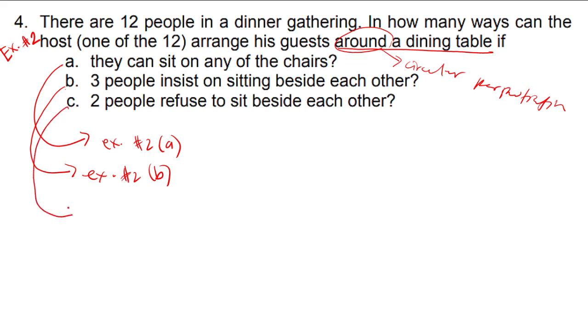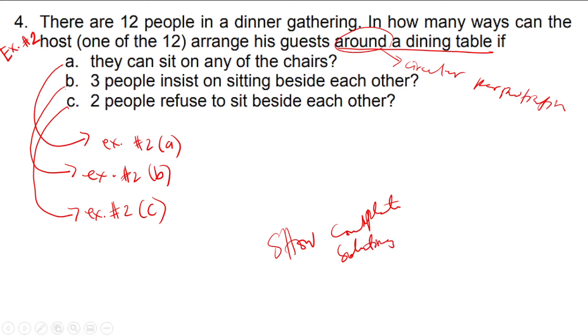Next, letter C, 2 people refuse to sit beside each other. So, example natin, katulad siya ng number 2. Example number 2, letter C. Okay? That's it. You have to show your complete solutions. Okay, that's it for activity number 7, solving problems involving permutation.